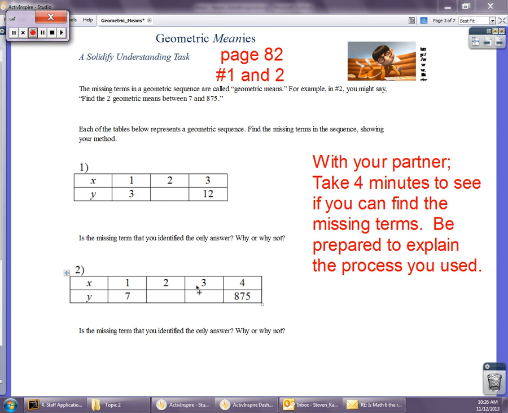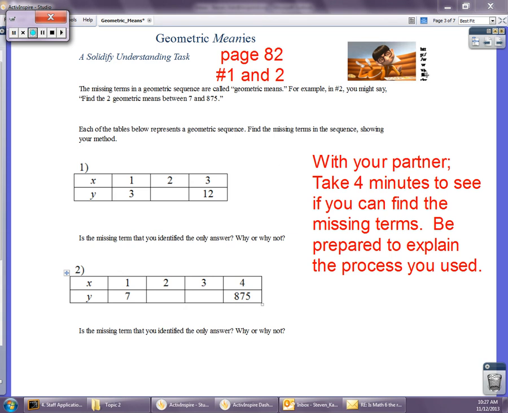Don't worry if you can't figure out the answer. The idea is for you to try to come up with a strategy knowing that these are actually geometric. This is a geometric pattern. So you're multiplying the same thing every single time to go from 7 all the way up to 875 on the 4th term. Go ahead and pause the video, and after about 3 to 4 minutes, you can play the video.